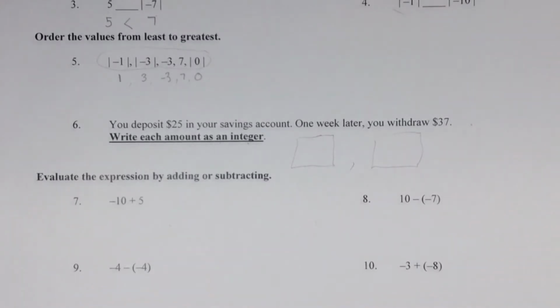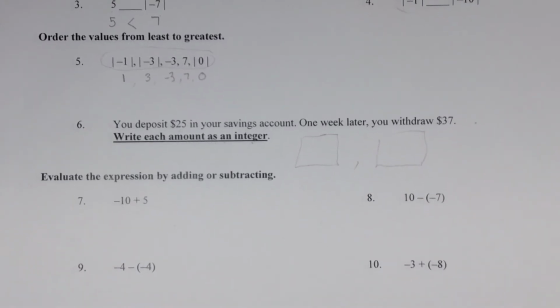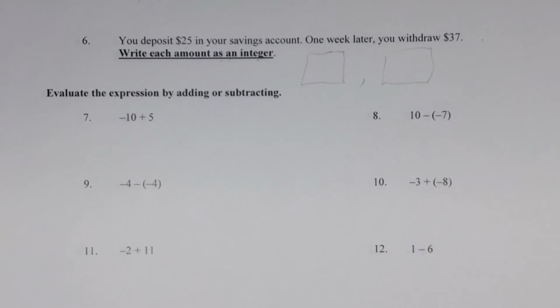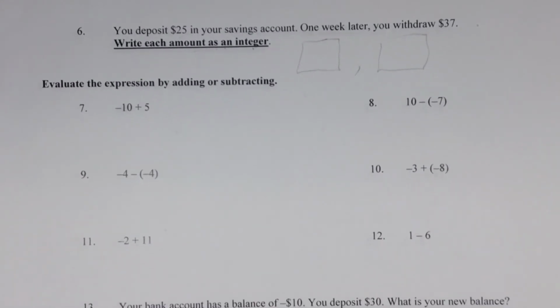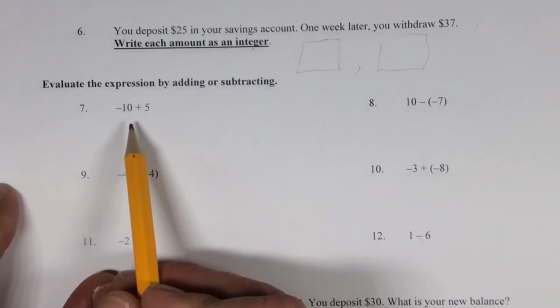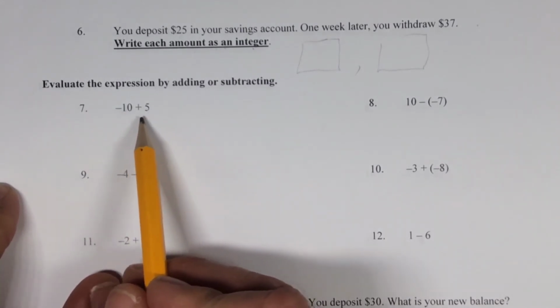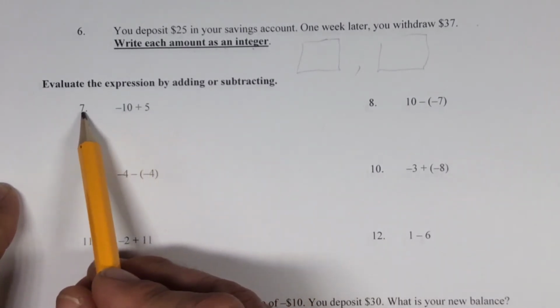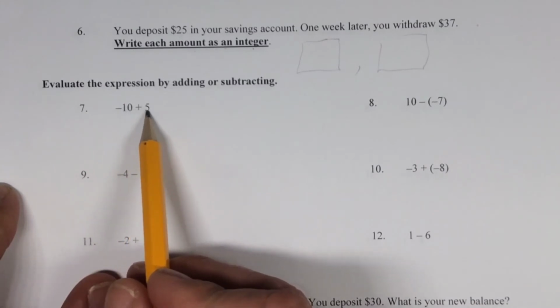For number 7, these say, evaluate the expression by adding or subtracting. Quick reminder on the rules. Same sign, add and keep. Different sign, subtract. Keep the sign of the larger number part. Okay, so let's look at this one. Different sign. So number 7 is negative 10 plus 5.